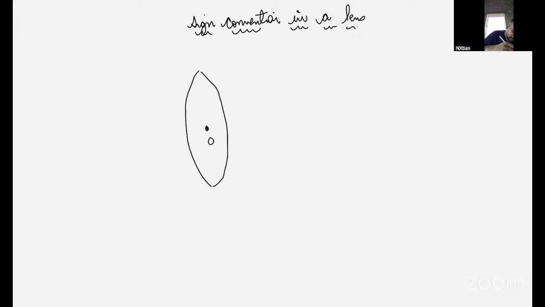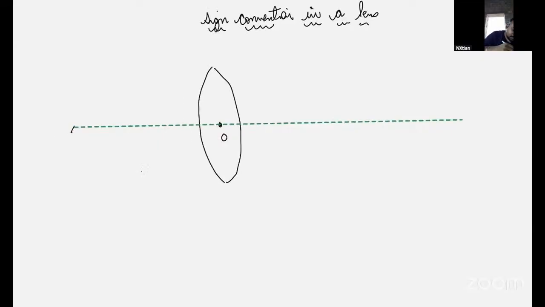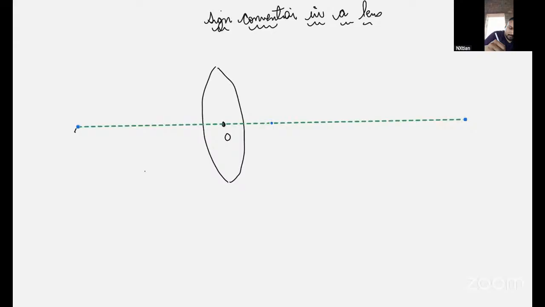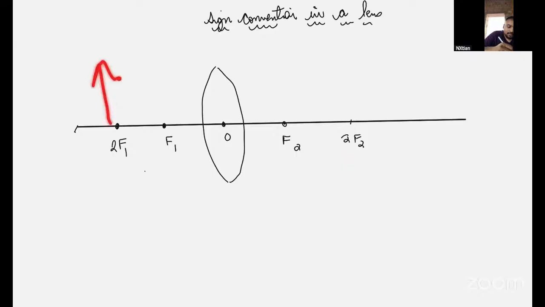This is the optical center. A line passing through the optical center is called the principal axis. And this is basically focus f1 and this is f2, and 2f1. This is f2 and this is 2f2. So same thing is there. Where you will place the object here, we'll take it as negative.